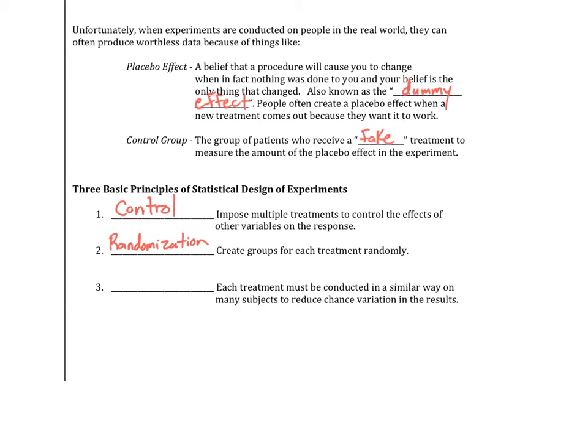I have a question. Right. So randomization is when you create groups for the treatment randomly. So if you're doing a steroids test, you can't pick the biggest, strongest guys. You have to randomly pick people.